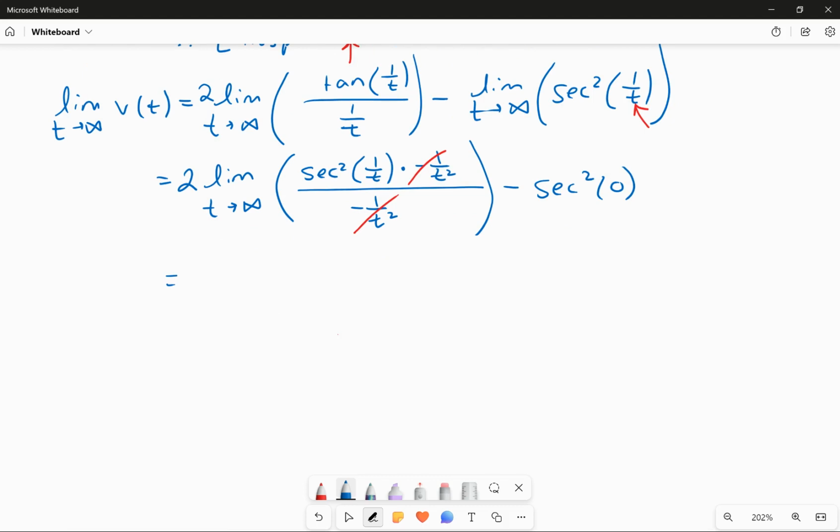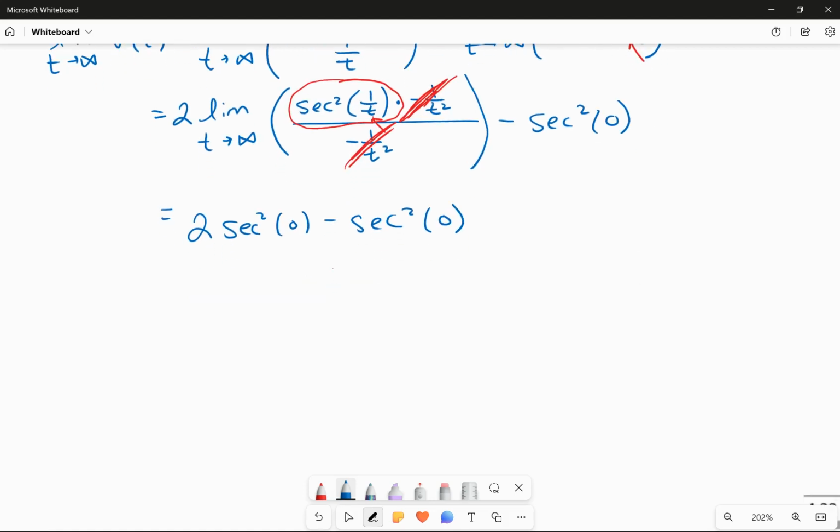Okay. All right, so what I'm now taking the derivative of is actually the same exact thing, correct? Once these 1 over t squareds cancel out, I'm taking the same limit that I just talked about, right? As t goes to infinity, that denominator goes to infinity. So we get secant squared of 0. All right, so we would end up getting 2 secant squared of 0 minus secant squared of 0.